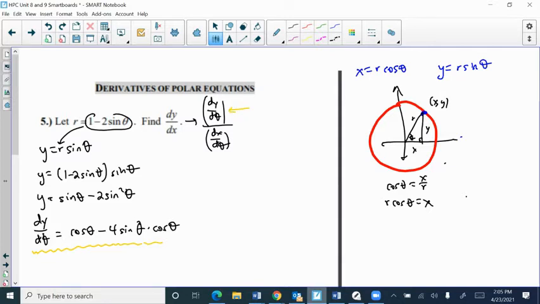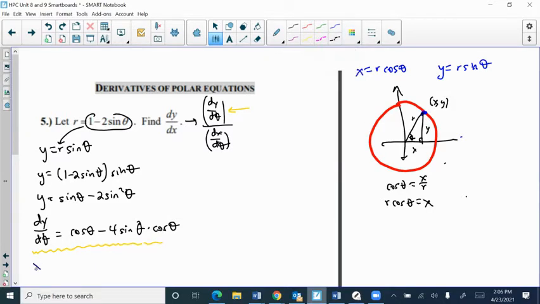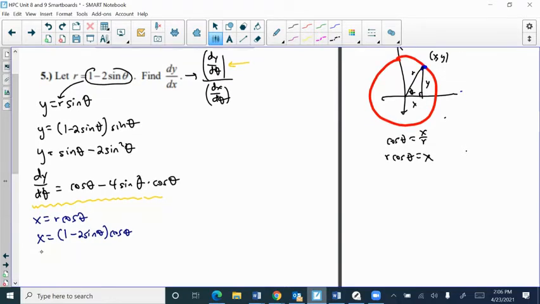Then to find dx/d theta, my denominator, I'm going to do something similar. But first I need to write what x is. So x is equal to r cosine of theta, which means x is equal to our radius, 1 minus 2 sine of theta, times cosine of theta. Let's distribute that. So x is equal to cosine theta minus 2 sine theta cosine theta.